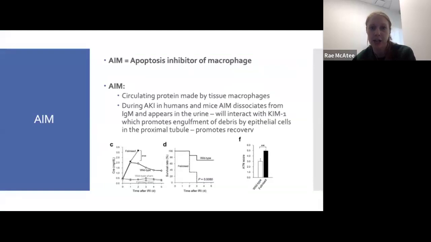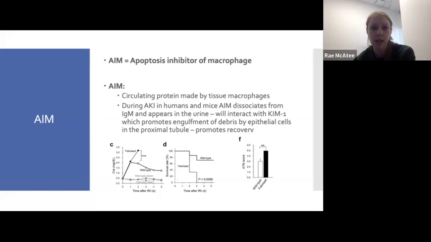So again, AIM, apoptosis inhibitor of macrophages, it's a circulating protein made by tissue macrophages, and during acute kidney injury in humans and mice, the AIM will dissociate from IgM and then appear in the urine, and so it'll be filtered and that will interact with KIM1, which then promotes engulfment of debris in the dead epithelial cells in the proximal tubule, and that promotes renal recovery.